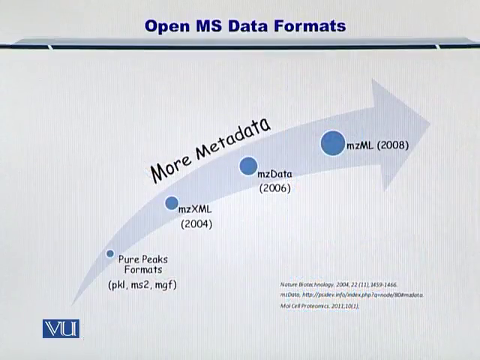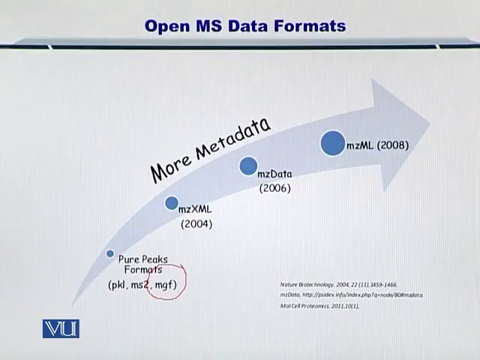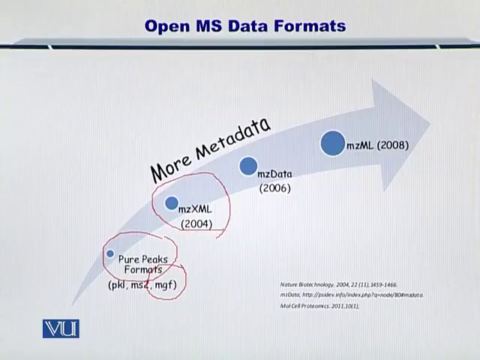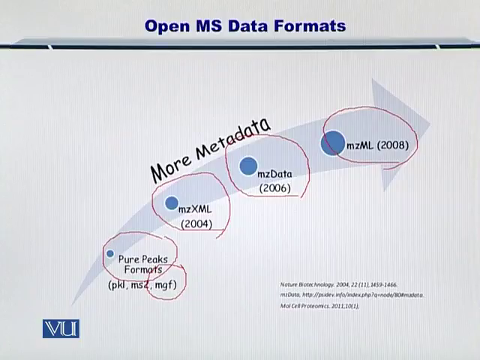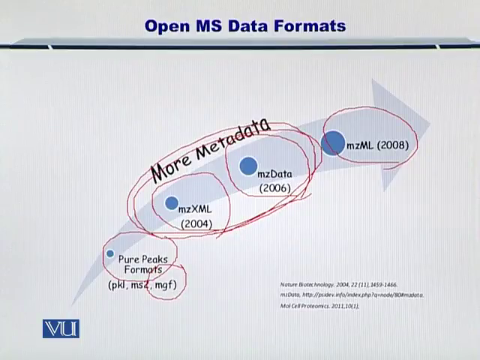The evolution of these formats is depicted by this chart, where at the beginning we just had the MGF file and the pure peaks format, and then in 2004 MZ-XML was introduced, and in 2006 HUPO introduced the MZ-Data. However, in 2008 MZ-ML was introduced as a combination of MZ-XML and MZ-Data. So in this way, the open file formats are becoming very informative and very useful towards the processing of proteomics data.